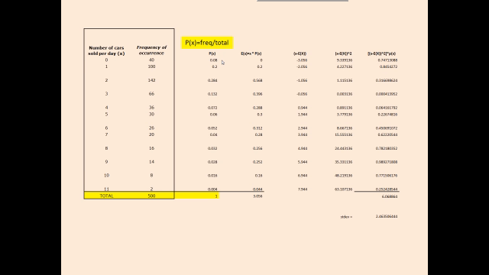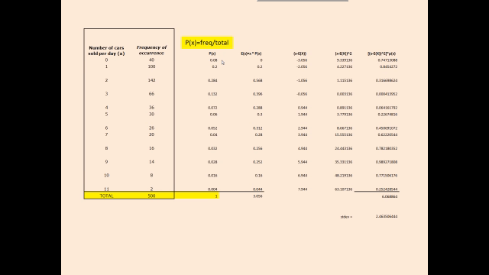Now I need to do that for every row, and then I can add them up. So for example, in that second column that I'm creating, where I'm multiplying x by the probability of x, which is how we create the weighted average for our expected value, 0 cars sold per day times the probability of 0.08 gives us 0. Go to the next row.